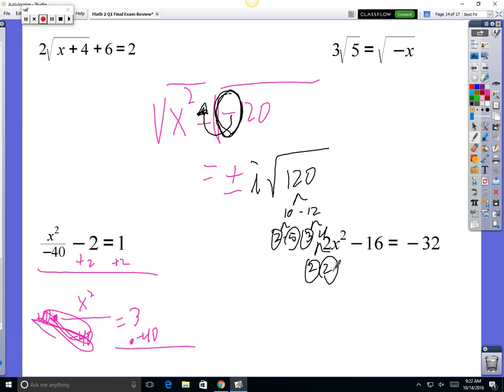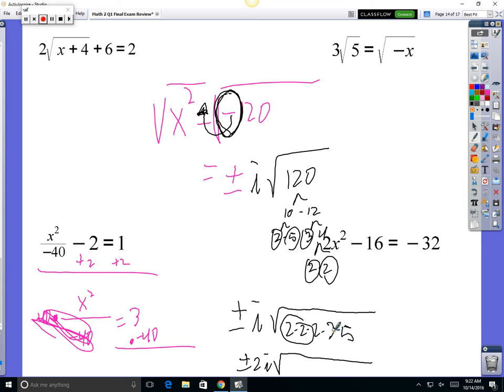So in 120, there's not very much in 120. There's not very many doubles, not very many squares. Here's what you got. You got a 2, a 2, a 2, a 3, a 5. And that's the only square you have. So if you take that square out, it's going to be plus or minus 2i. And then what's left on the inside is 5 times 3, 15 times 2, 30. That is your answer. Okay, last one.